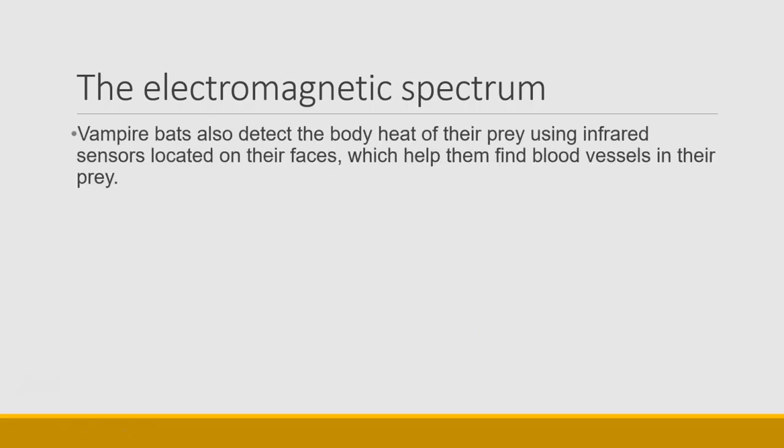Vampire bats are also able to detect the body heat of their prey using infrared sensors on their faces, and that helps them find the blood vessels of their prey, because it is in the blood vessels that the blood is traveling and heat is being released from their prey.